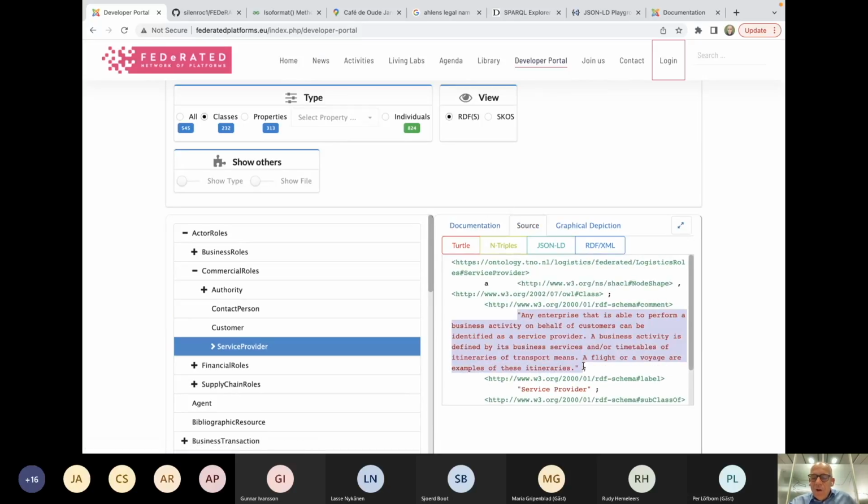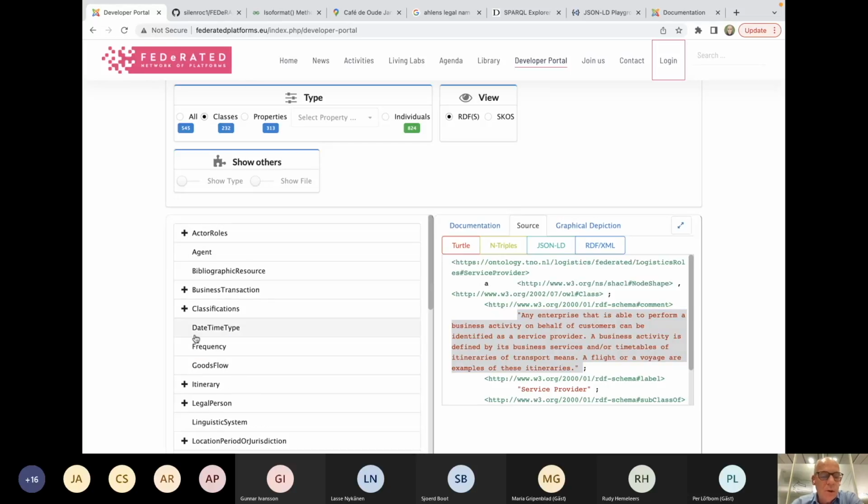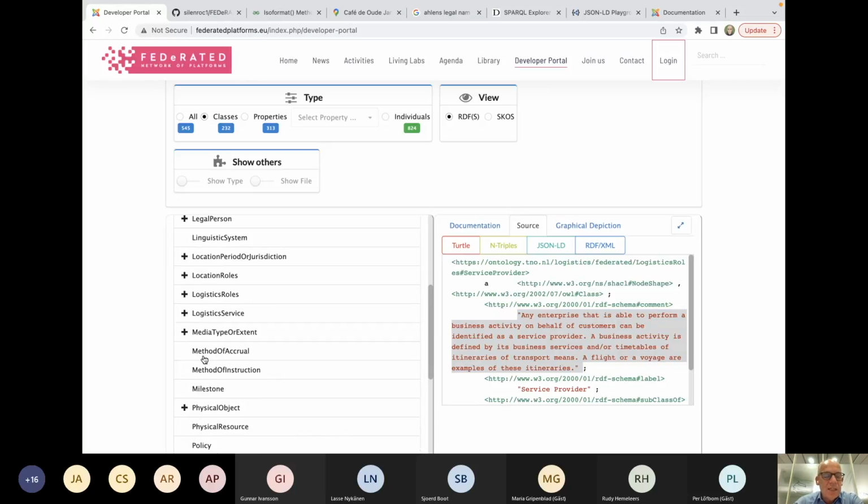Then we see the whole text here. And the whole text says that a service provider is any enterprise that is able to perform a business activity on behalf of its customers, and can be identified as a service provider. Activities defined by the business services and timetables, etc. So this is certainly something that is relevant to who is that party that is going to be delivering the freight to my hub, to my terminal.